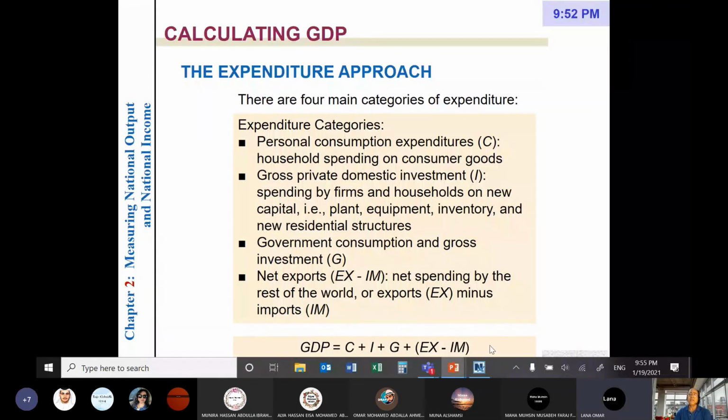The answer is yes. To adjust and not overestimate the GDP. The same as what you have done in the number of sales and in change in inventory. Why? How and why? Because imports are consumed locally inside. So we have to deduct it to adjust and not overestimate.